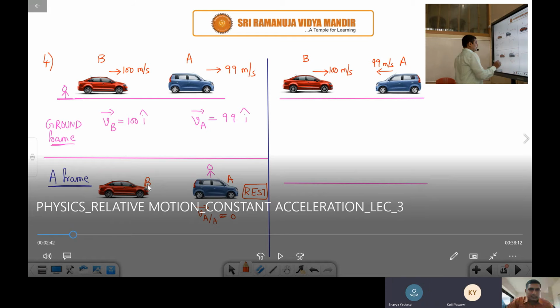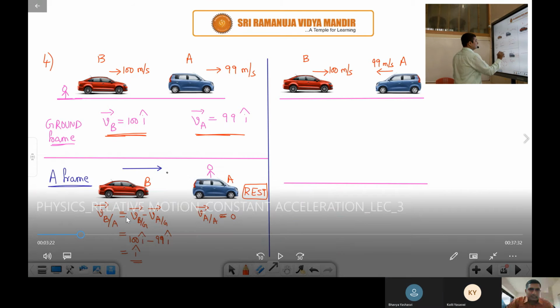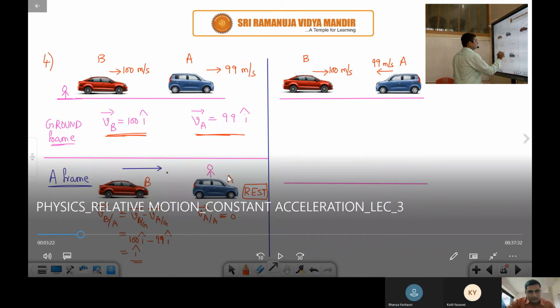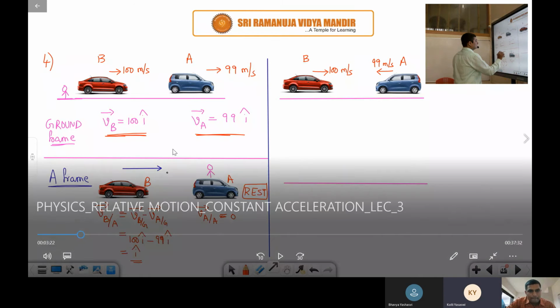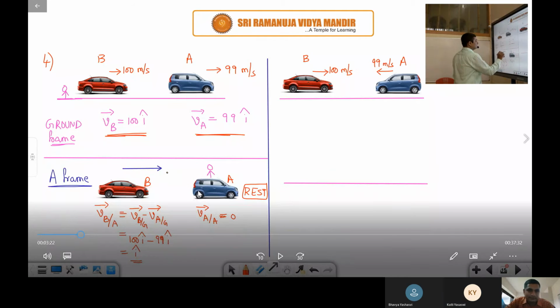So now for a collision to happen, which car has to move? A is not moving, so car B has to move. With what velocity should B move? The formula is velocity of B with respect to A. 100 minus 99, 1 meter per second. So it will come with only 1 meter per second speed and hit the car, so not much damage will happen.